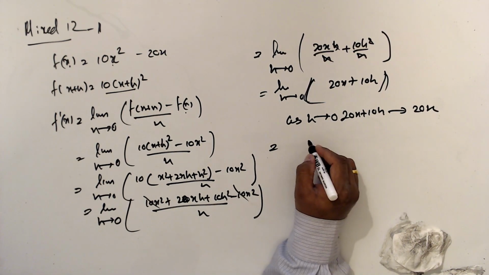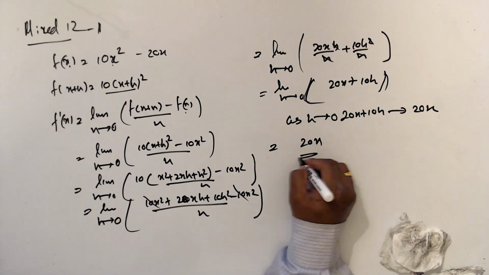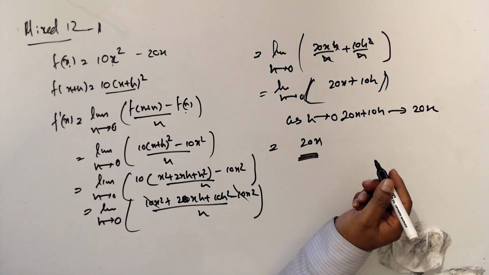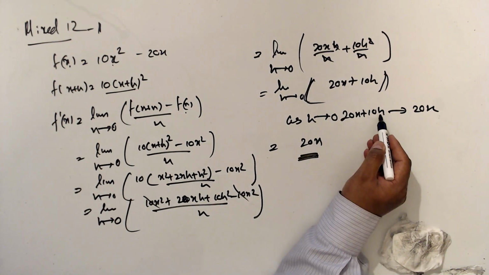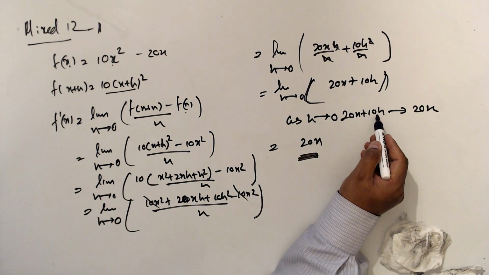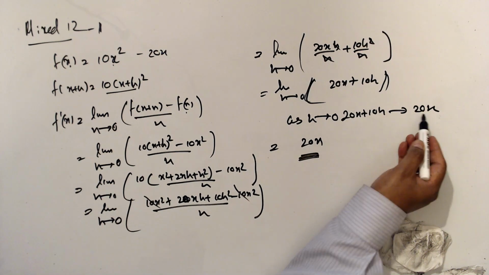Hence the answer is 20x, because h is getting smaller and smaller and is almost 0. When you put h equals 0, it will be 20x.